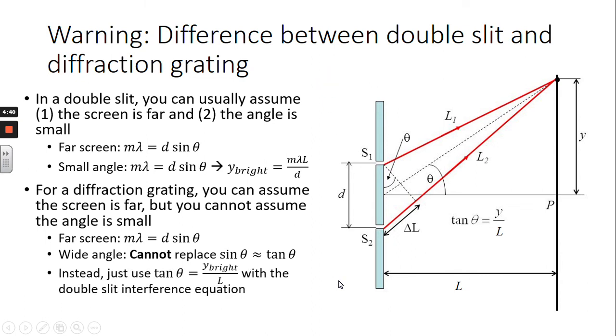So instead, you can just figure out theta first, and then use tan theta equals y bright over L to figure out where the bright spots are.